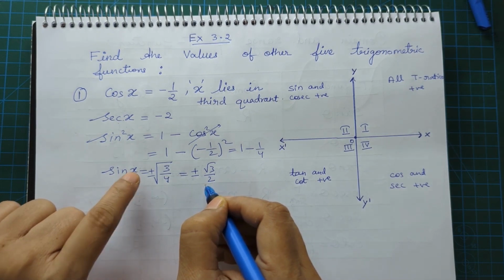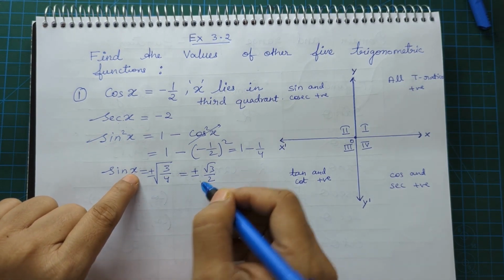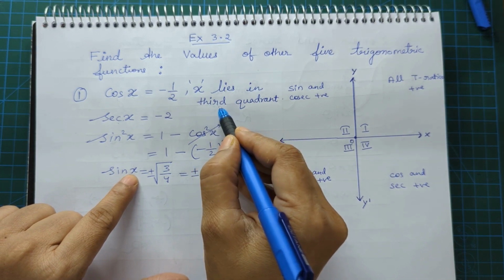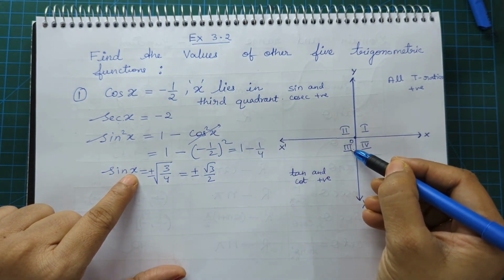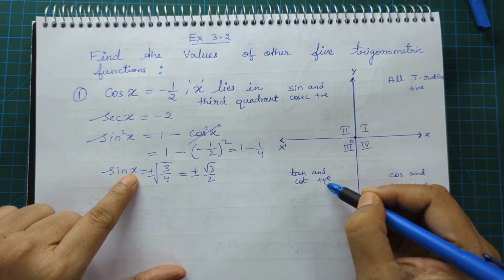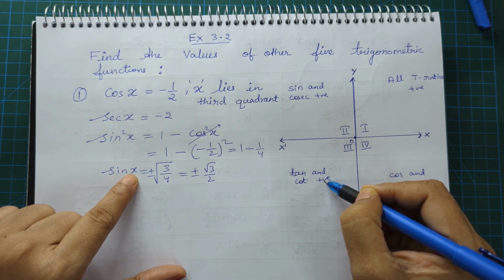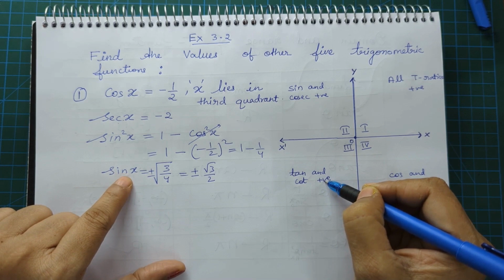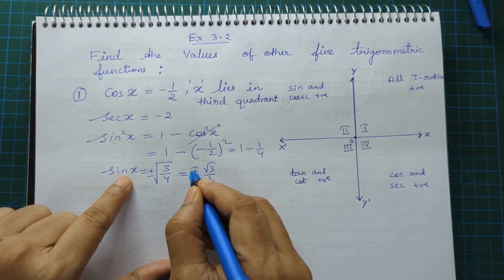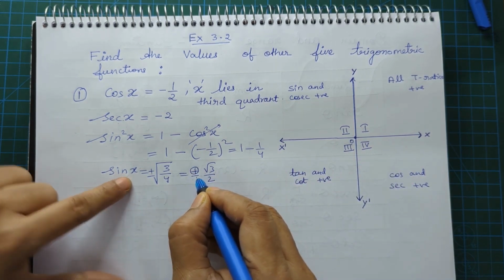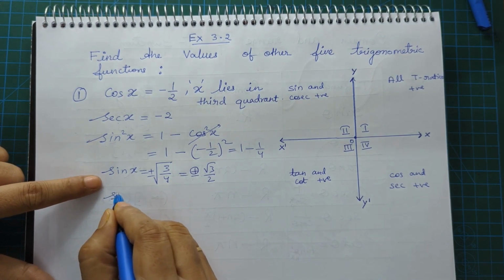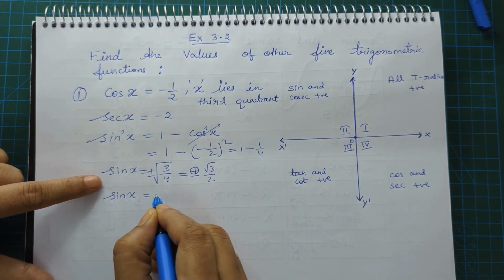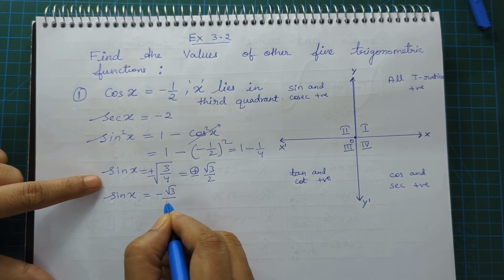How to know that? For that, see x lies in which quadrant? X lies in third quadrant. In third quadrant, only tan and cot are positive and the remaining trigonometric ratios are negative. So sine is going to be negative in third quadrant. So we have to discard the positive and take the negative sign. So sine of that angle is negative of root 3 by 2.